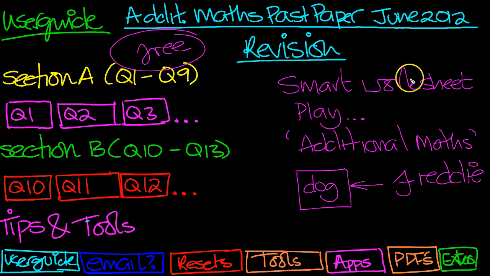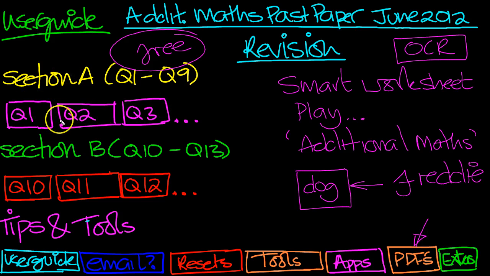As I say, this is a smart revision live worksheet for the additional maths June 2012 past paper for the OCR examinations board. And here's the outline of the smart worksheet. I've put the PDFs here, the paper itself and also the mark scheme. So if you want to work on it independently, you can access both the paper and the mark scheme here.